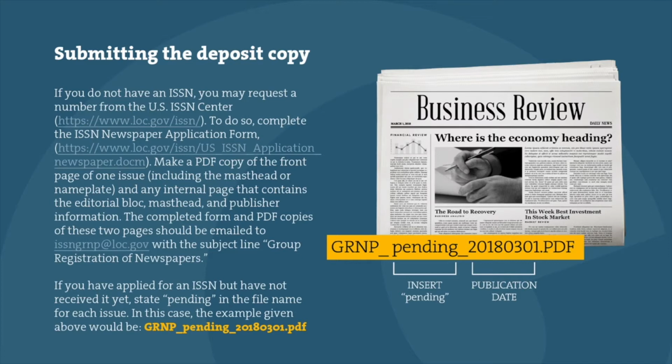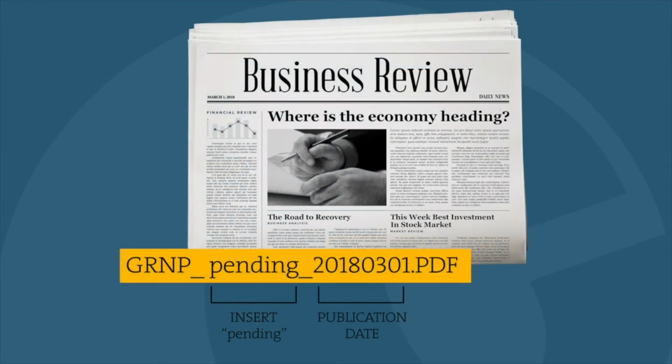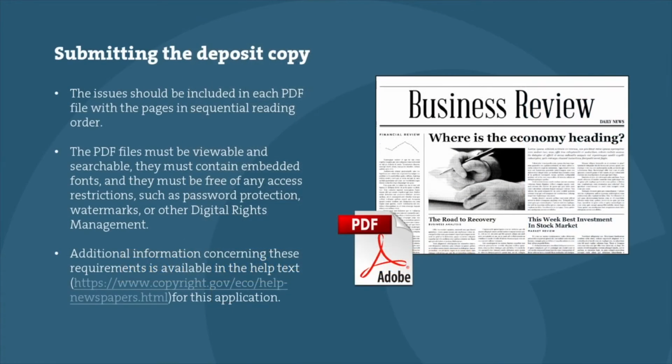If you have applied for an ISSN but have not received it yet, state pending in the file name for each issue. In this case, the example given above would be GRNP_pending_20180301.pdf. The issues should be included in each PDF file with the pages in sequential reading order.